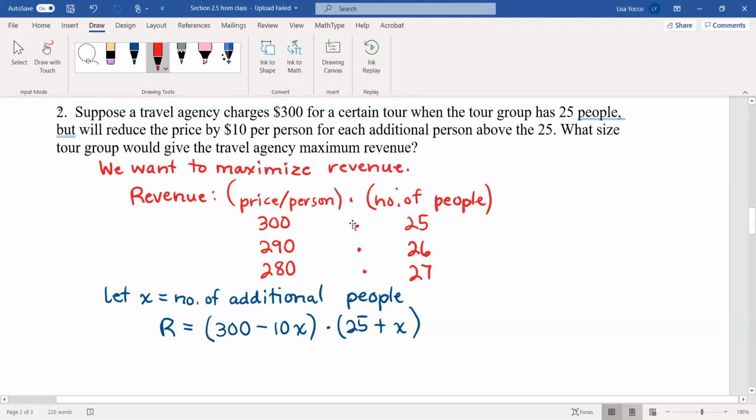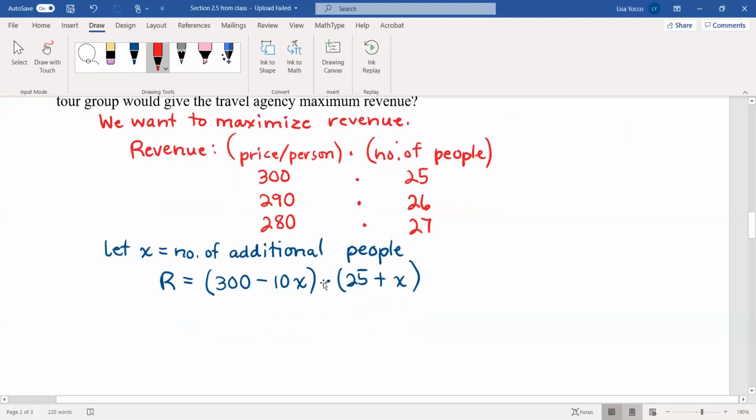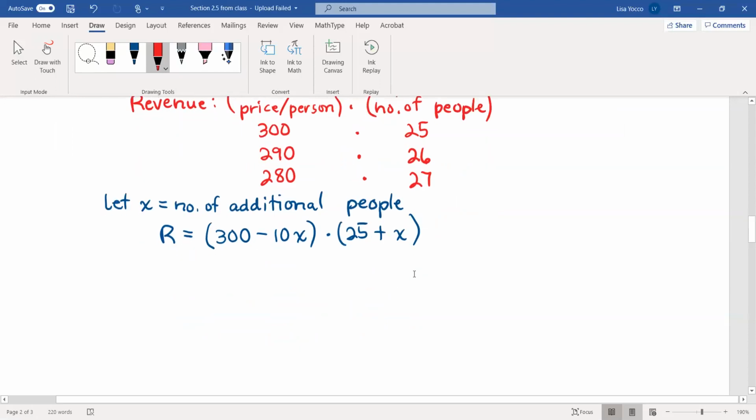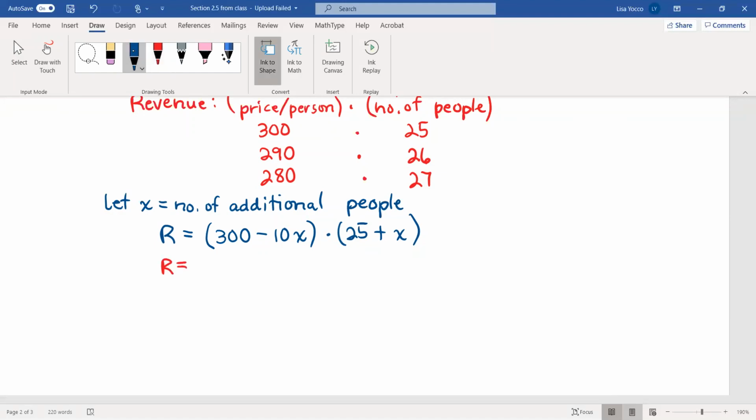And like I said, for a lot of people, that's the hardest part, actually coming up with the equation. Now, we could use the product rule for that, or we could go ahead and multiply it all out. I'm just using FOIL to multiply that out. So 300 times 25.